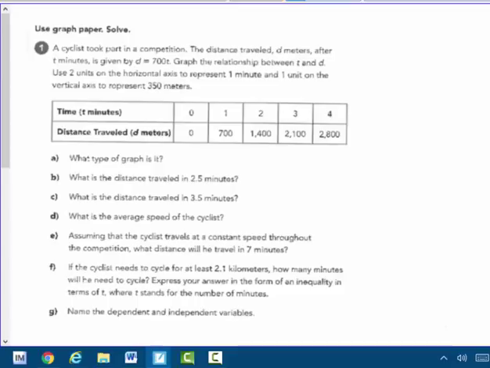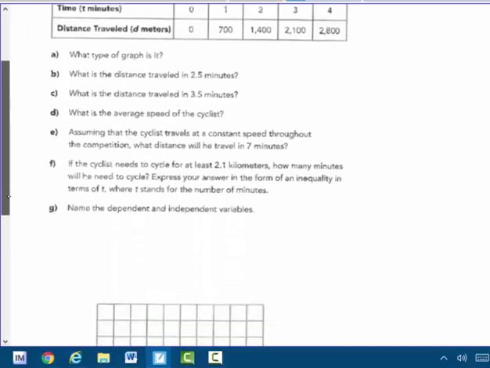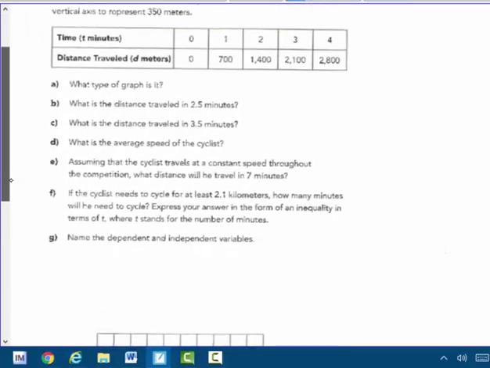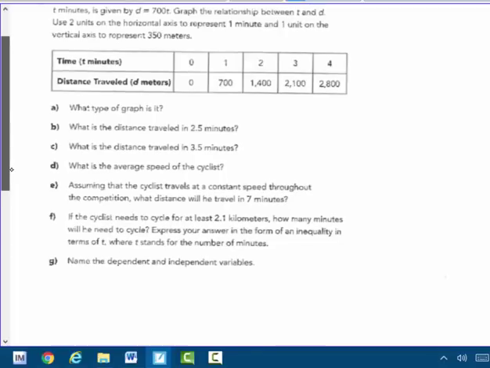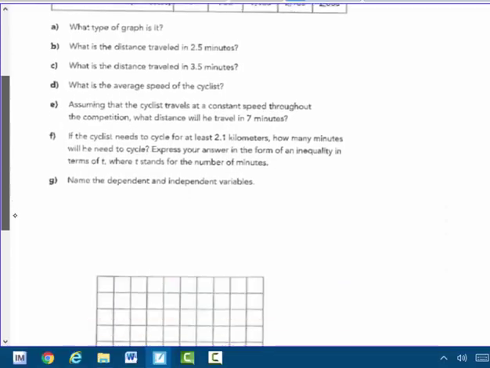A cyclist took part in a competition. The distance traveled d meters after t minutes is given by distance equals rate times time, 700t. Give the relationship between t and d. Graph the relationship between t and d. Use 2 units on the horizontal axis to represent 1 minute and 1 unit on the vertical axis to represent 350 meters. So 1 unit to represent 350 and 2 units to represent 1.